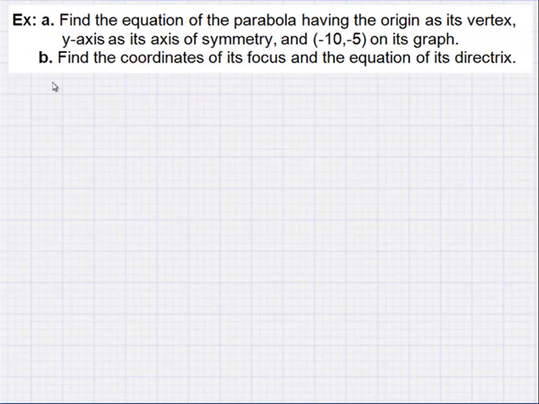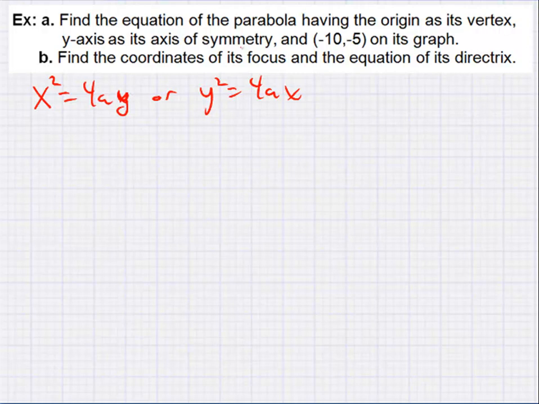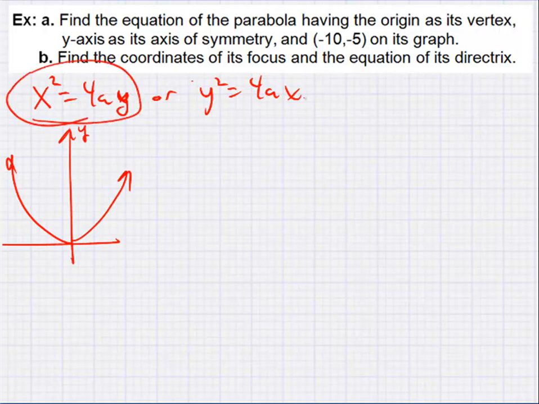Okay, here's another version of really the same question, sort of backwards. In this question, I give you the information about the parabola and you need to construct the equation. It says find the equation of the parabola having origin as its vertex. So that means it's either going to be x squared equals 4ay, or y squared equals 4ax. One of these two types. It says the y-axis is the axis of symmetry. Well, if the y-axis is the axis of symmetry, that tells me my parabola is going to look like this. If my parabola looks like this, this is the equation I'm going with.